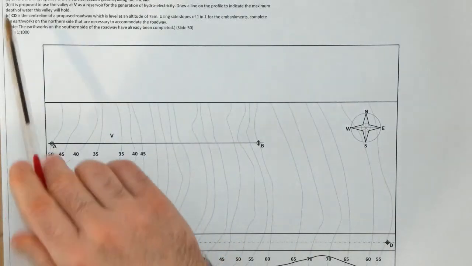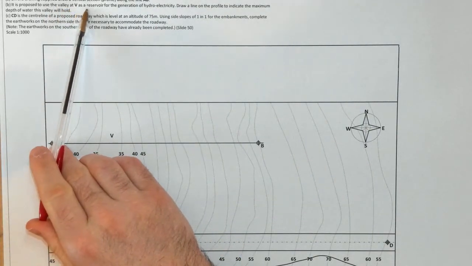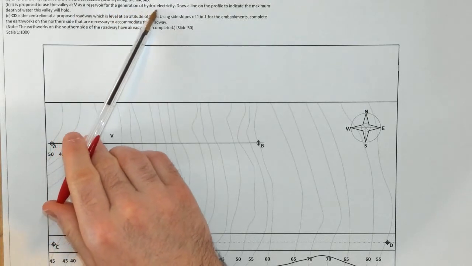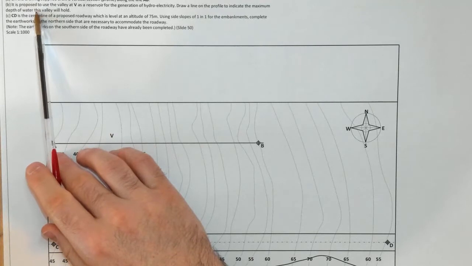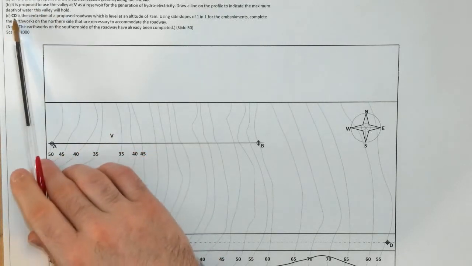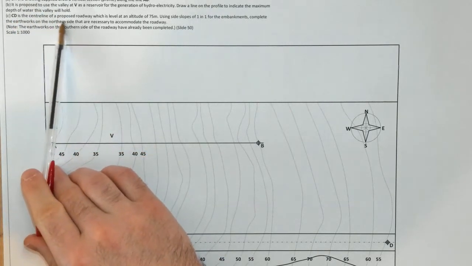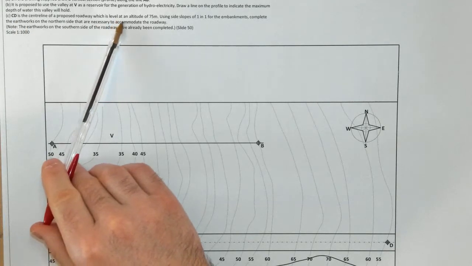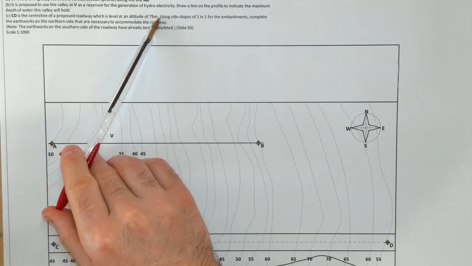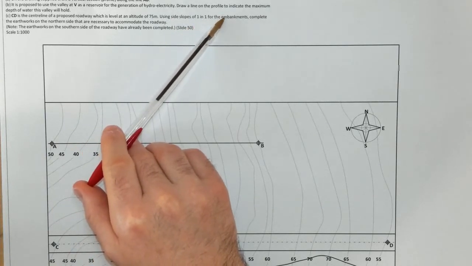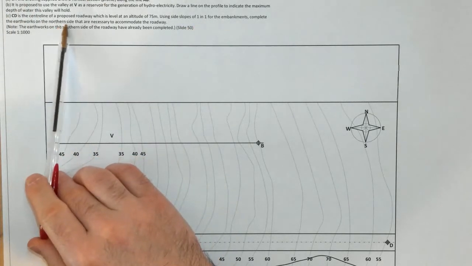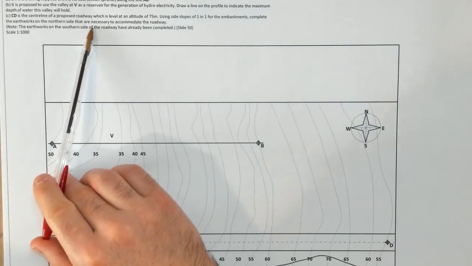Part B, it is proposed to use the valley at B as a reservoir for the generation of hydroelectricity. Draw a line on the profile to indicate the maximum depth of water this valley will hold. And then part C, CD is the centre line of a proposed roadway which is level at an altitude of 75 metres, using side slopes of 1 in 1 for the embankments, otherwise known as fills. Complete the earthworks on the northern side that are necessary to accommodate the roadway.